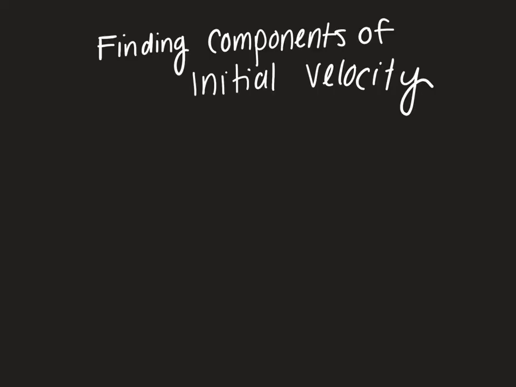Alright, so today we have to talk about how to find the components of initial velocity. Typically with a projectile motion problem, you're going to be given an initial velocity, and we have to take that velocity because it's going to be launched at an angle. So it's going to give us the velocity in terms of that angle.